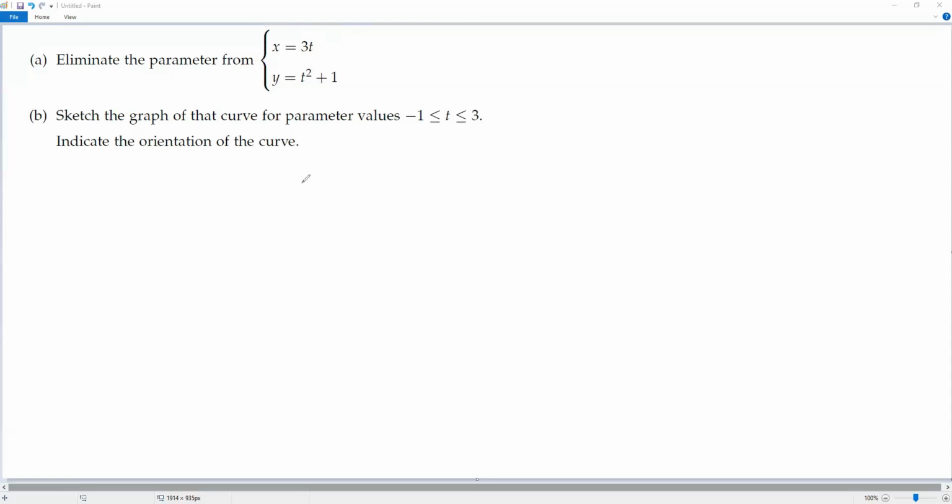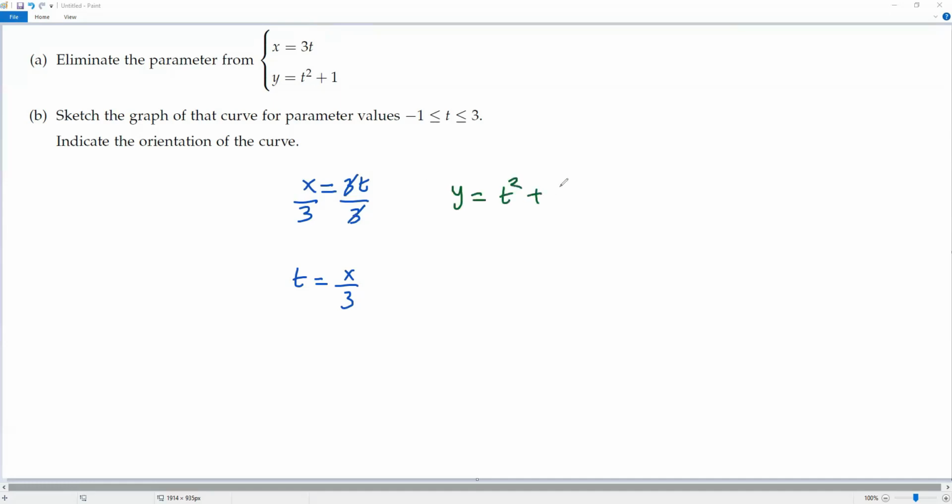So let's take the first equation and solve for t. x is equal to 3t. To solve for t, I have to isolate it. So I divide both sides by 3 to get rid of the 3 which is multiplied by t. 3 will cancel out. So t is equal to x over 3. Now, what I need to do is plug in t is equal to x over 3 into the second equation, that is y is equal to t square plus 1.